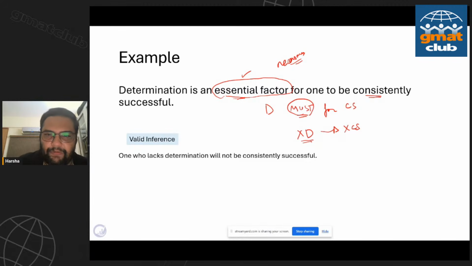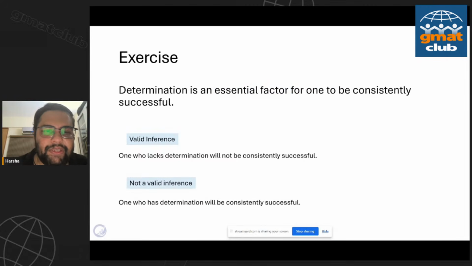This is an example of what I call a valid inference. One who lacks determination, there's no way that person is going to be consistently successful. There could be others that you could think of, but this is a valid inference. Let me also give you a quick example of what is not a valid inference. If I give you a statement, one who has determination will be consistently successful. I did notice that some of us put an only there. This was somewhere in the vicinity of a valid inference for some of you.